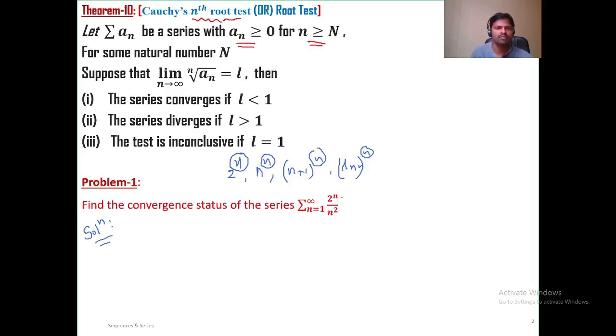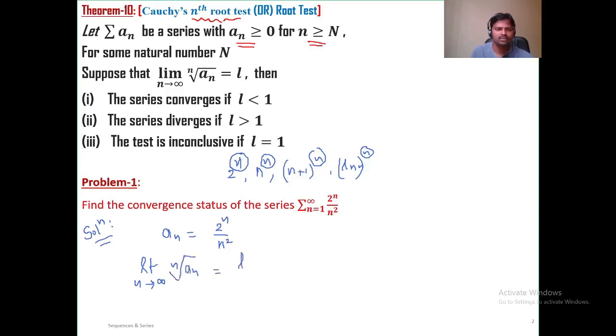Look at here, 2 to the power of n. So a power n term is present. Then I am proceeding to Cauchy's nth root test. So clearly, what is a_n now? a_n is 2 raised to n upon n squared. Now I want the limit as n tends to infinity of the nth root of the nth term of the series.